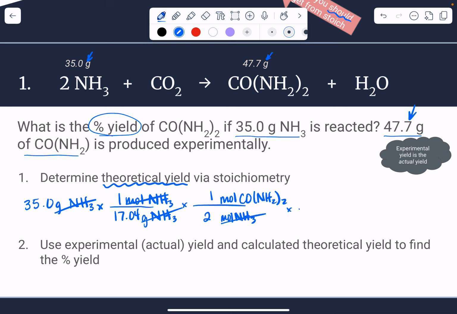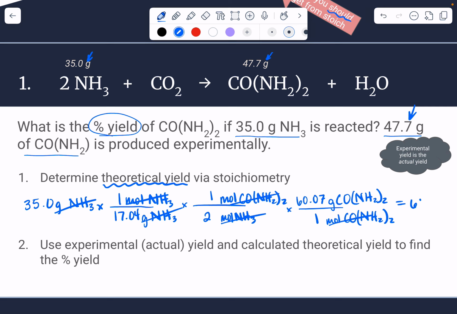At this point, you can now, again, use stoichiometry to work backwards. So now you're going to be going from moles of CONH2 and turning this into grams. So you're going to have to add up the carbon, the oxygen, the 2 nitrogens, and the 4 hydrogens, which gives you a molar mass of 60.07 grams. When you solve this across, what you should find is that 61.7 grams is your theoretical yield. This is, if everything had worked perfectly in that reaction, your theoretical.